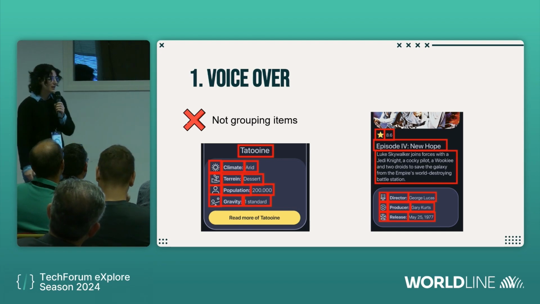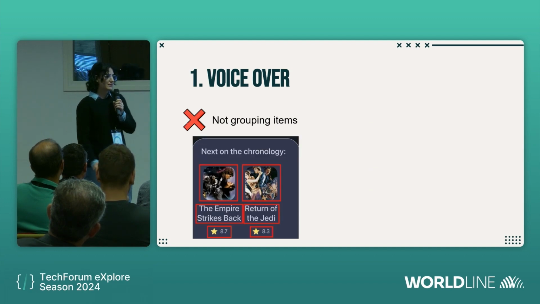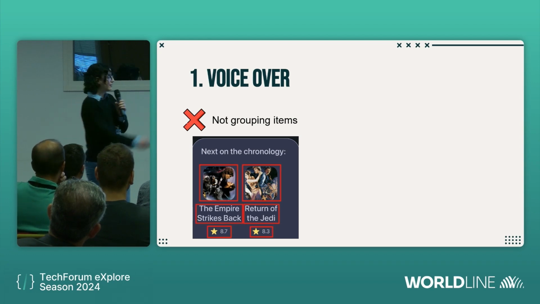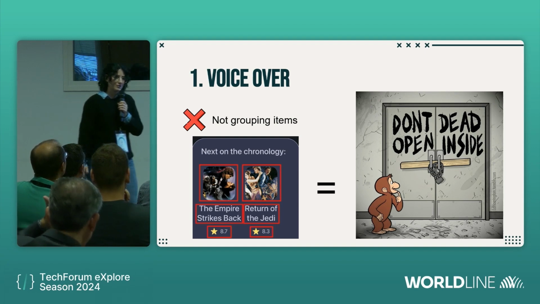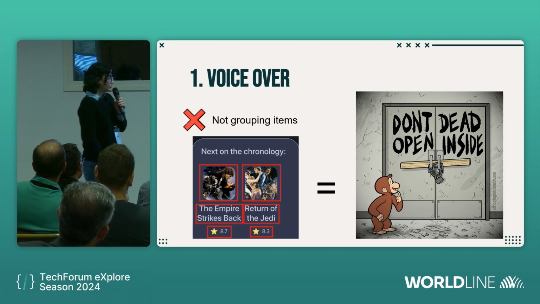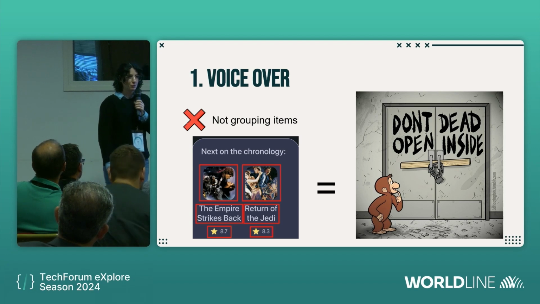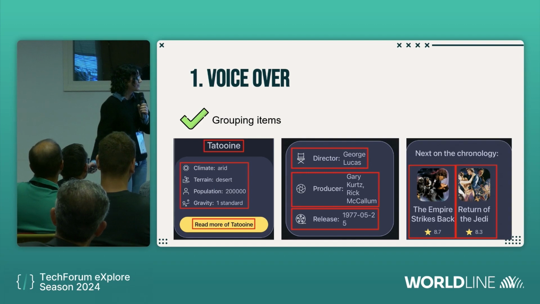One common mistake is not grouping items. We have a lot of information here, and it's making it difficult to navigate. But also, when we have items like this, they lose their information. There are only two elements here, but we could have many more. And VoiceOver will read image, image, image, movie, movie, movie. So it's a bit confusing.